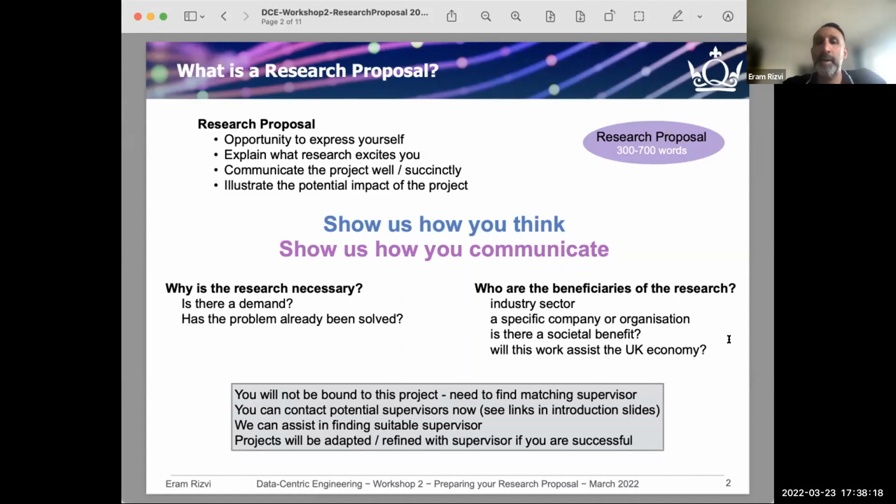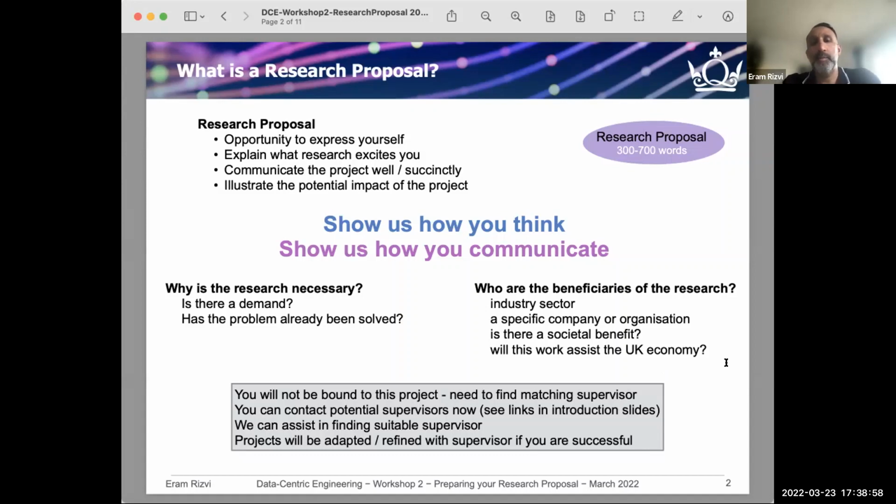The second one is about who are the beneficiaries of the research. The beneficiaries are somebody or an organization that will take that research and use it for their own activity. So that could be an industry sector. It could be a specific company or organization. There might be a societal benefit that benefits the whole of the UK. Or it could be very broad and influence the entire UK economy in some way, right? So think about, other than yourself, who is going to be able to use the output of your research, and how is it going to influence their work?